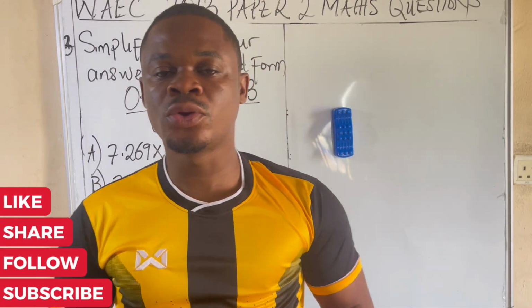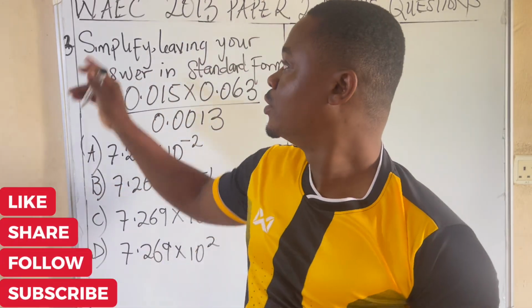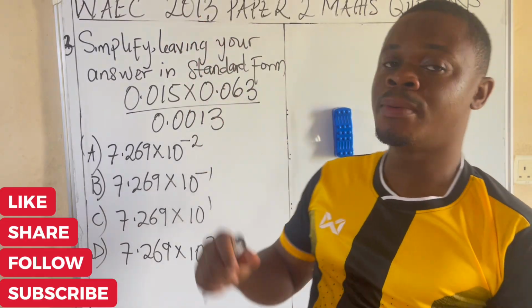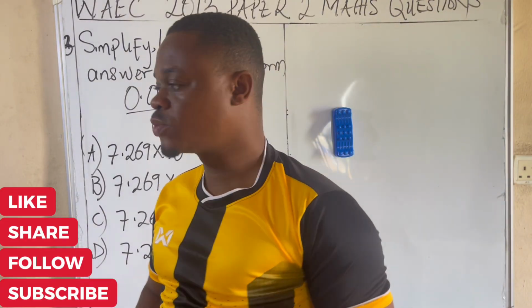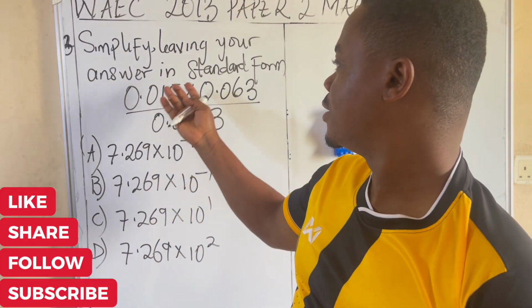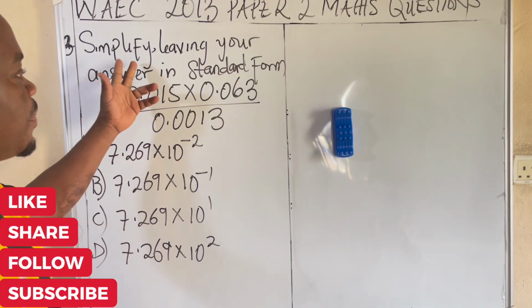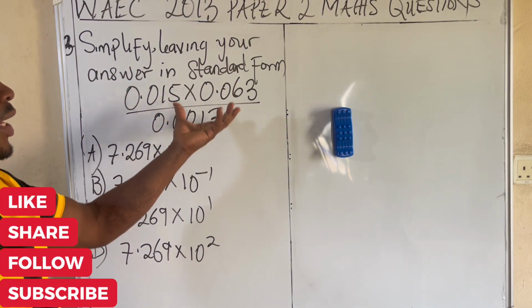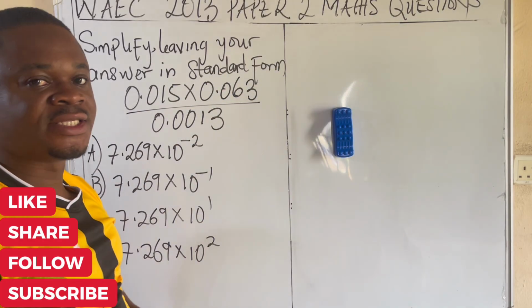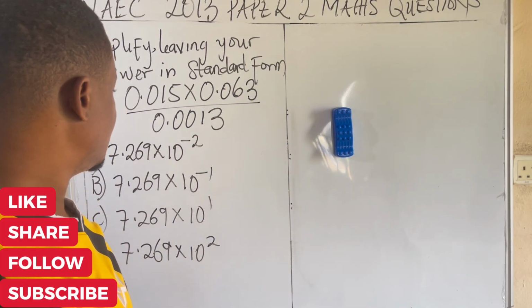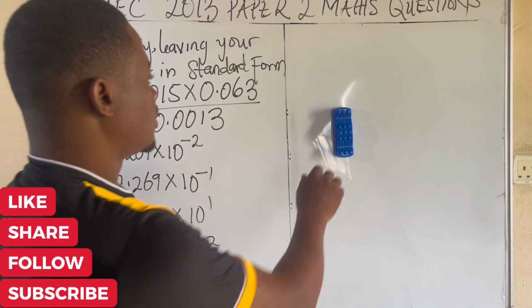Today we'll be solving the third question in the WAEC 2013 paper 2 maths question. The third question there is a standard form. We are asked to simplify this and leave our answer in standard form. So let's do this quickly.